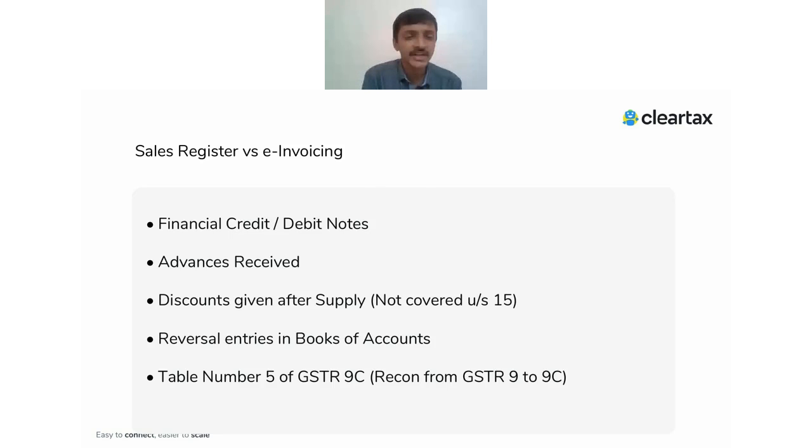There are multiple other scenarios. These are the few things which I would explain, but there are multiple other things where there would be a difference between my sales register and invoicing, such as table number 5 of GSTR 9C. That is where we do a reconciliation from 9 to 9C, that is, my sales books of accounts in the financial statements to my GSTR 9. All such transactions will fall under the same bucketing, the same sales register versus e-invoicing. This is the major reconciliation which we will have to do before filing my GSTR 1. This is one of the reconciliations.